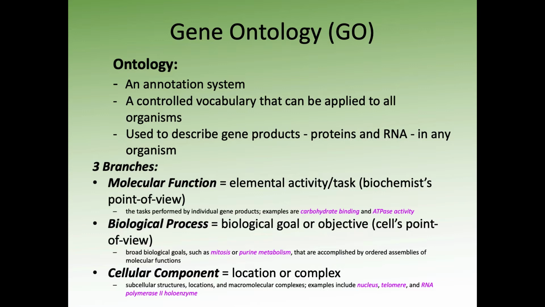And so in this case, we apply this sort of ontological perspective to describe gene products, specifically protein and RNA, in any organism, and be able to understand certain components about it, right? And so there are three major branches in the gene ontology. These include molecular function, biological processes, and cellular components.